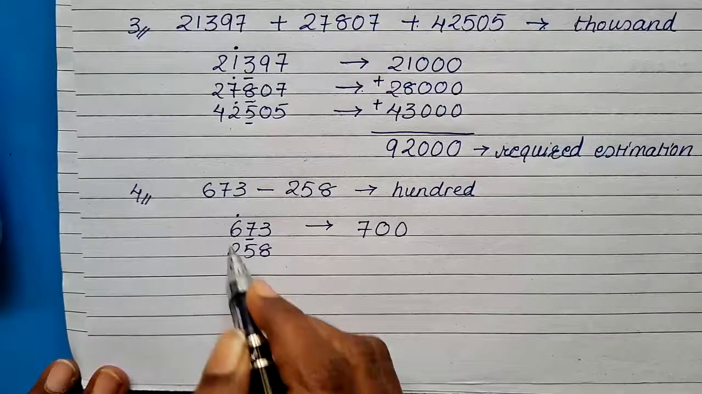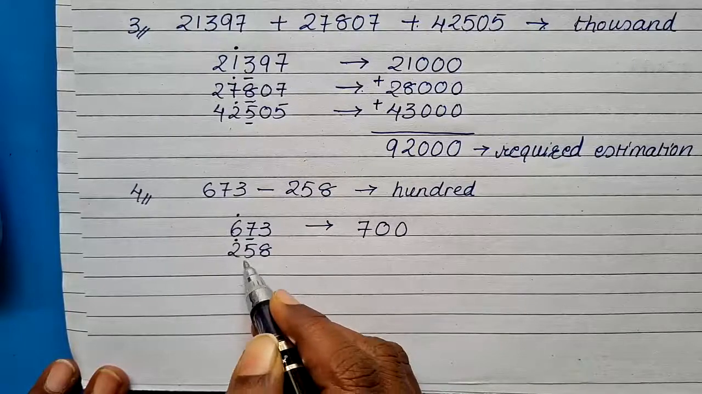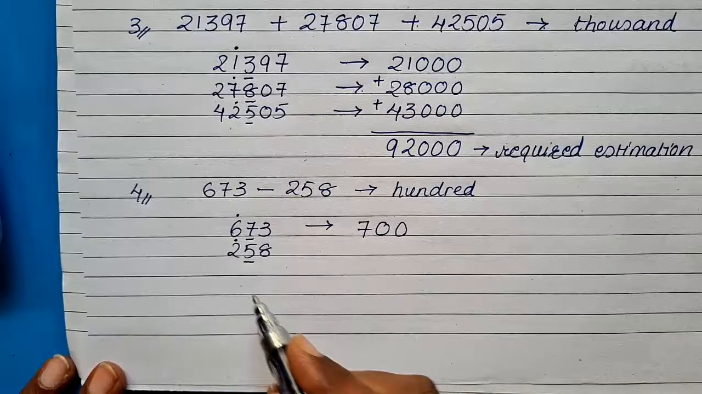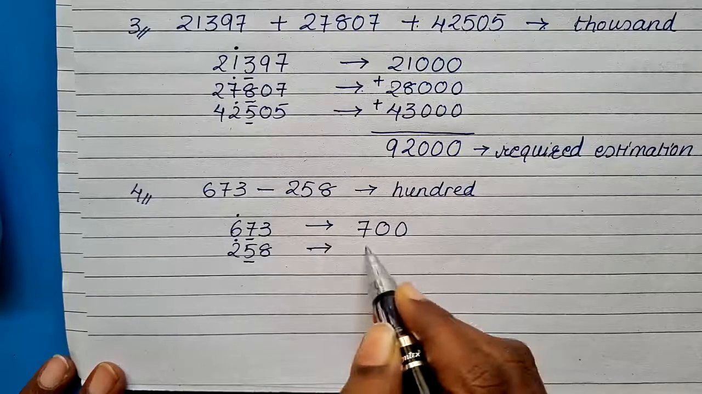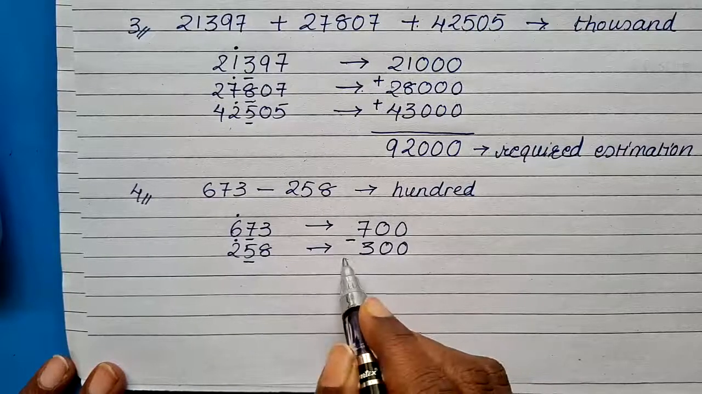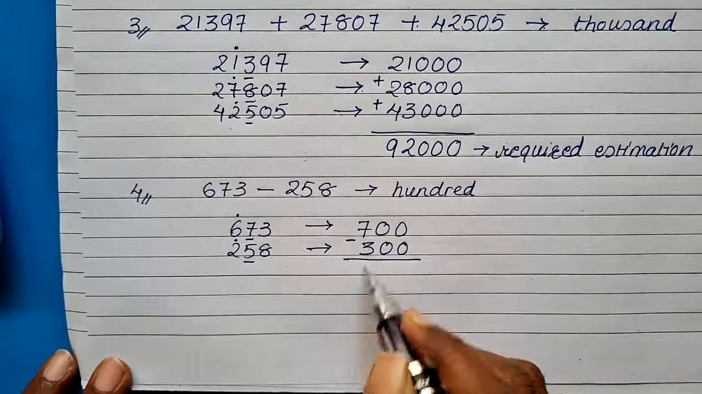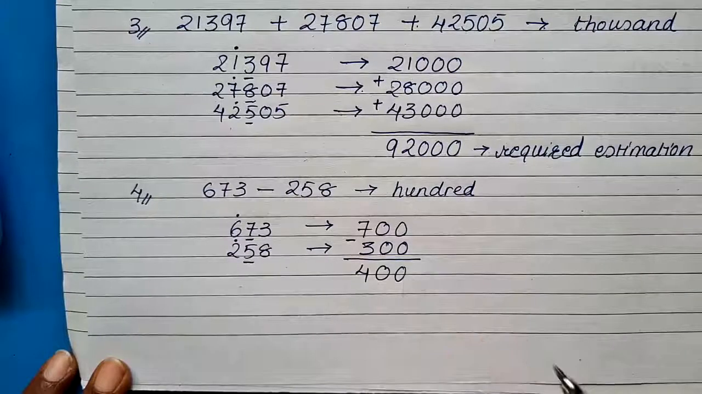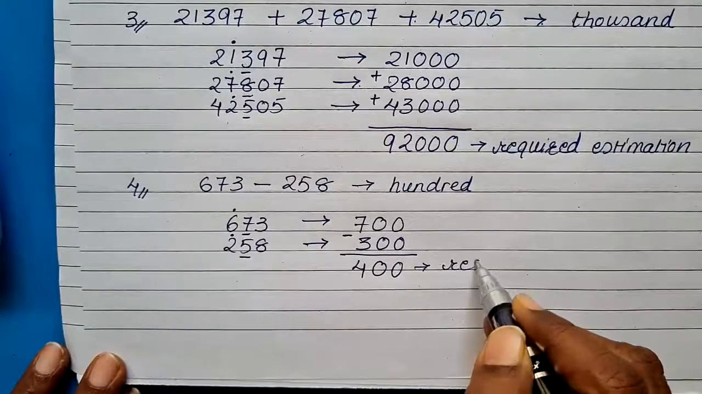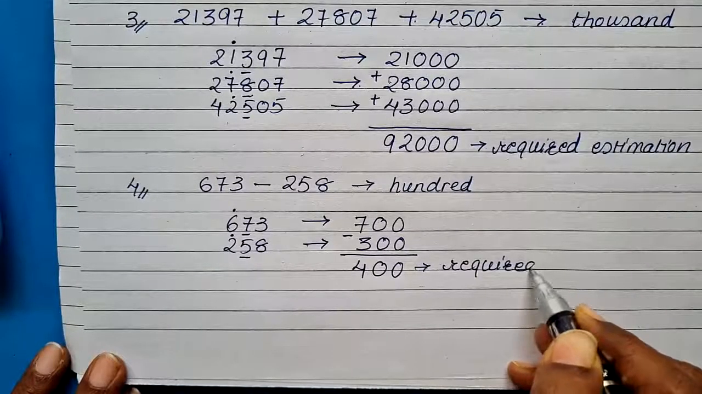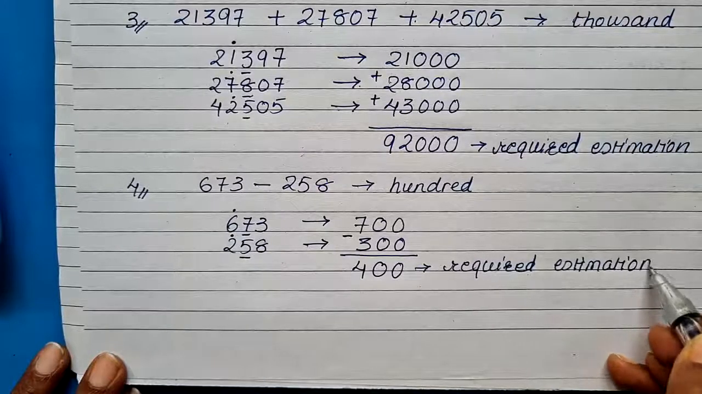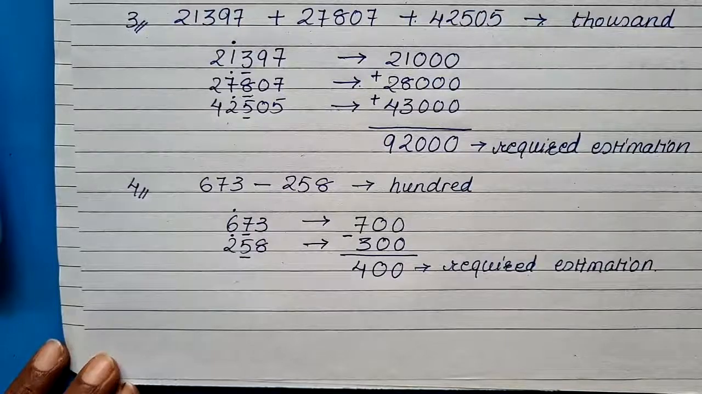And in the same way here, this is our target digit and 5 is the digit very next to the target digit. So for this our estimation is 300. And because you want to subtract, you will just write down subtraction here and write down the answer. So 400 is your required estimation. So this is how you can do subtraction sums.